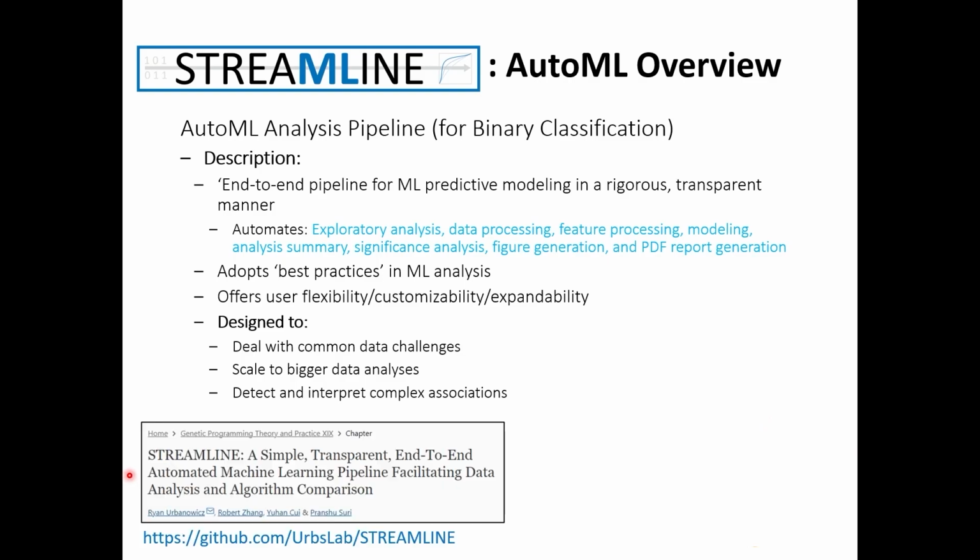If you want to read more about STREAMLINE, the first publication on this software has recently been published, and you can read more and try it for yourself by going to this GitHub repository.